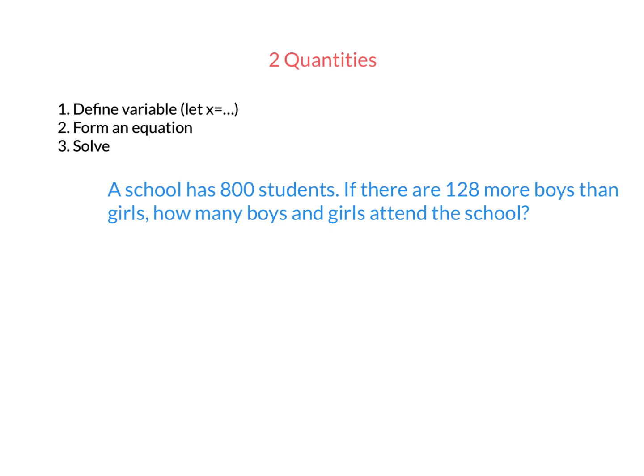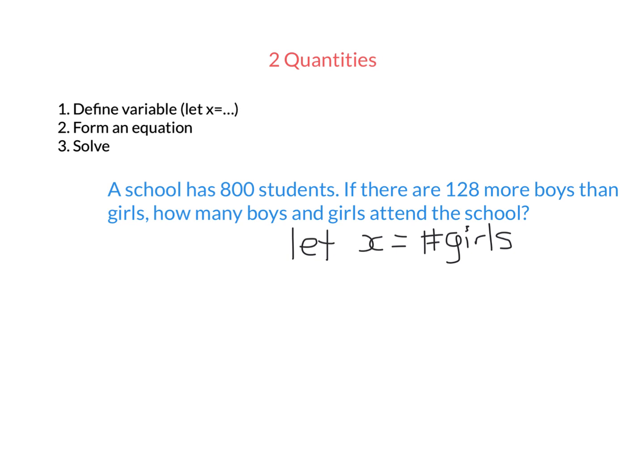So when you have more than one quantity, let x be the smaller quantity. So what I'm going to do is I'm going to let x be the number of girls. It actually wouldn't matter if you let x be the number of boys, but just to give you a hard and fast rule, just always let x be the smaller quantity when you need to find more than one quantity. So now what we have to do is we have to define a variable for the number of boys.